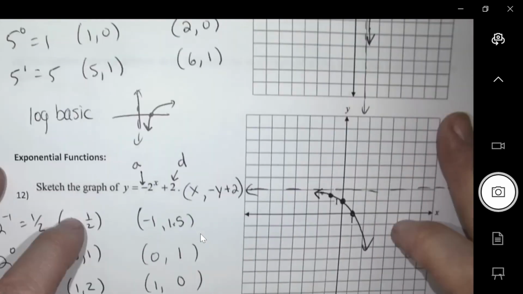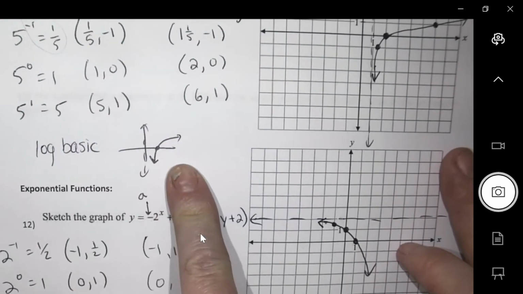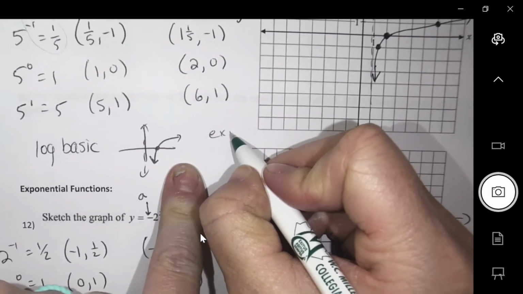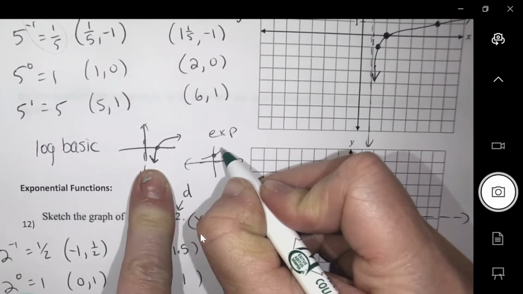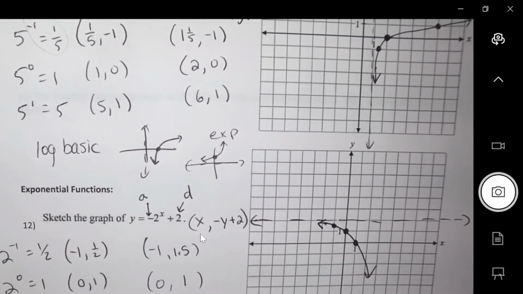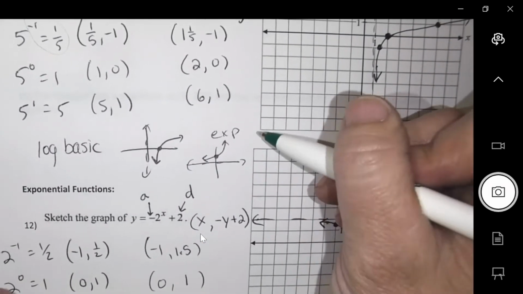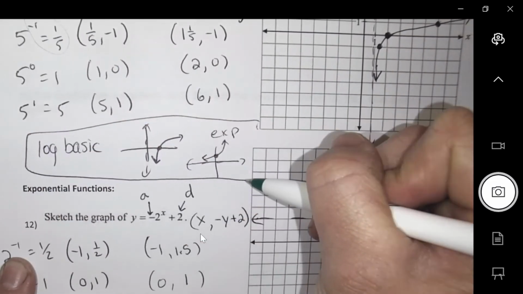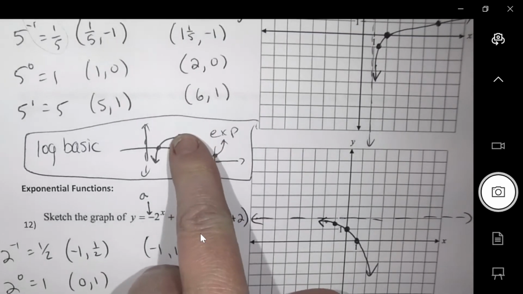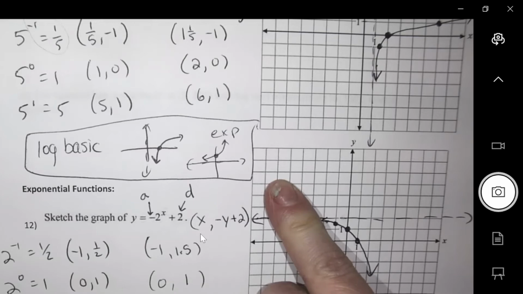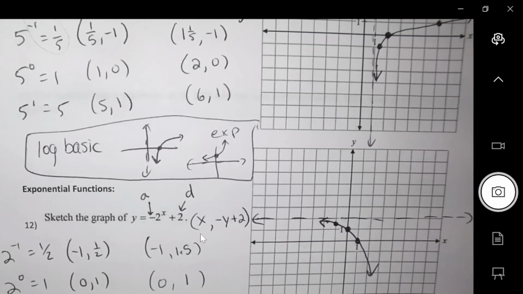So here's a studying tip. Your log basic looks like that. Your exponential basic looks like that. Okay, that's how they normally would look without the transformations on them. Okay, exponential could have gone decreasing if the base was what? Less than 1.